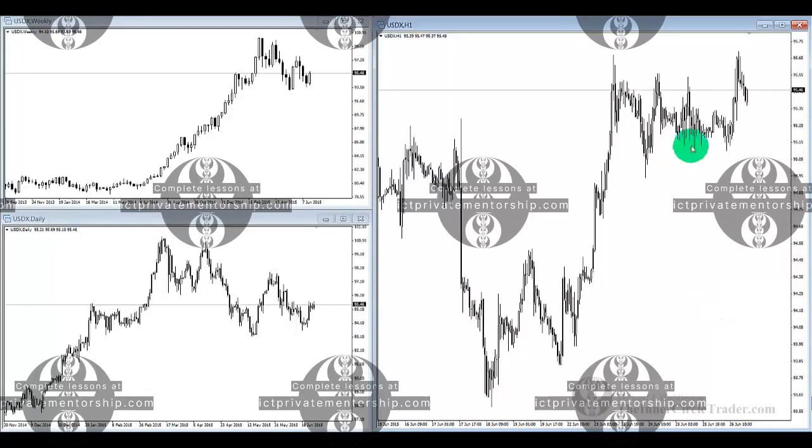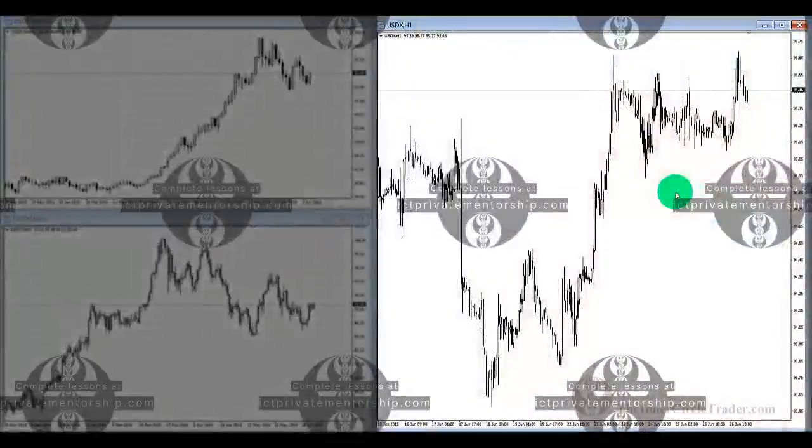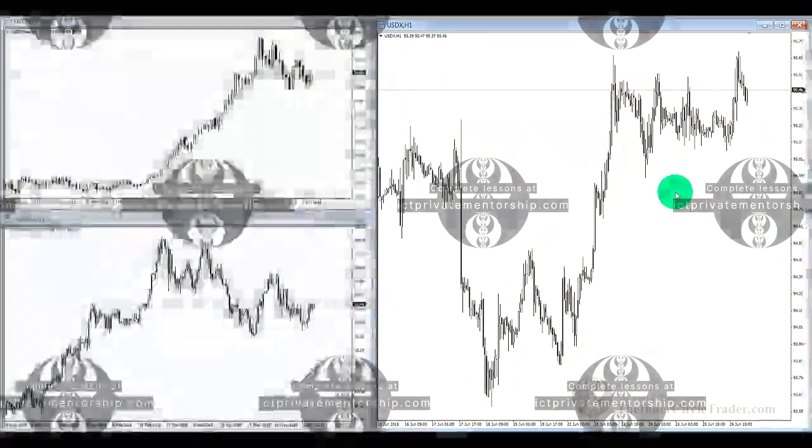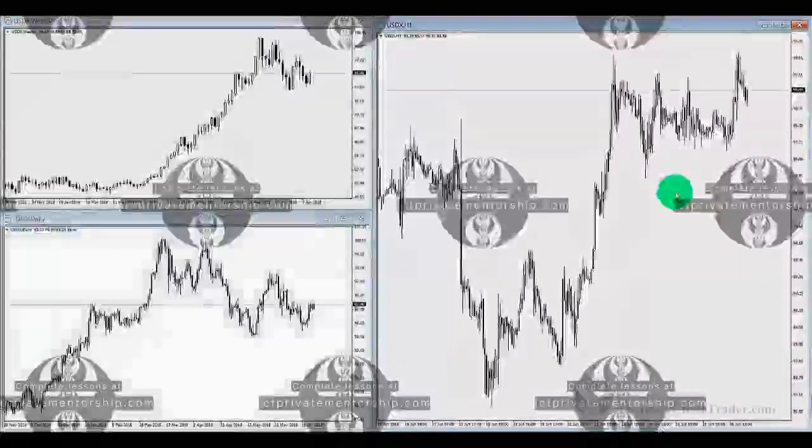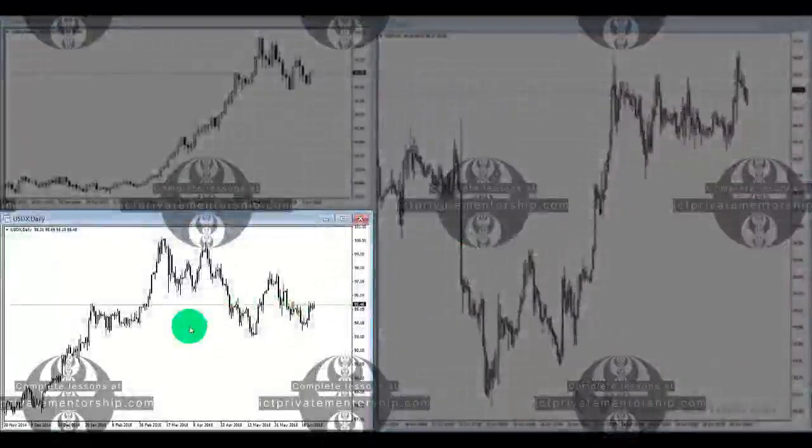The larger chart on the right hand side, as you see here, we're going to be predominantly working with the 1 hour chart for setups. Okay, and it's going to be framed on the idea of what is seen on the lower left hand chart here, which is in this case the daily.